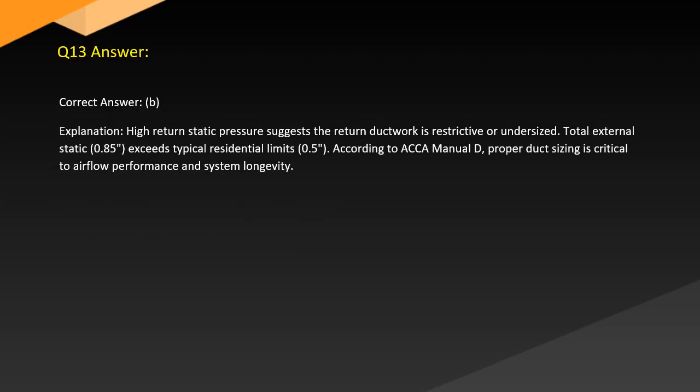Answer. Correct answer: B. Explanation. High return static pressure suggests the return ductwork is restrictive or undersized. Total external static of 0.85 exceeds typical residential limits of 0.5, according to ACCA manual D. Proper duct sizing is critical to airflow performance and system longevity.